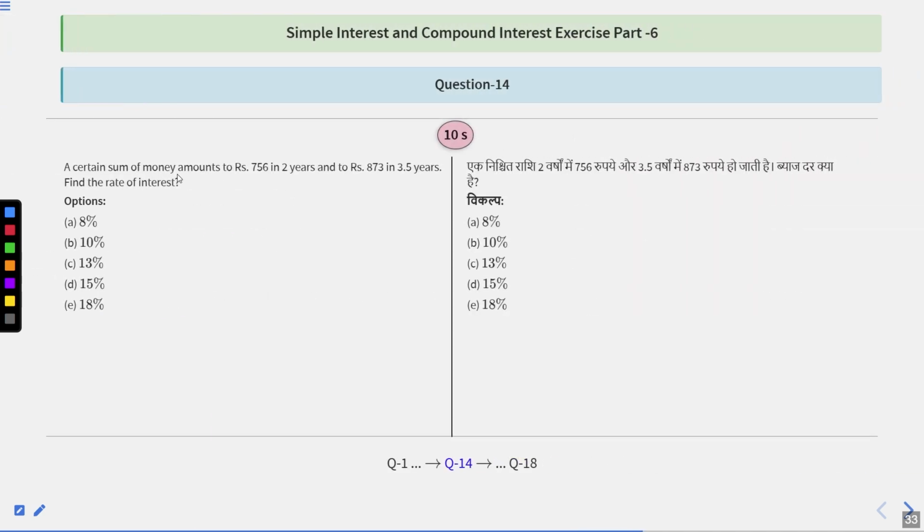Next one. A certain sum of money amounts to rupees 756 in 2 years and 873 rupees in 3.5 years. Find the rate of interest. You have 5 options and 10 seconds to analyze the question. Your time starts now.